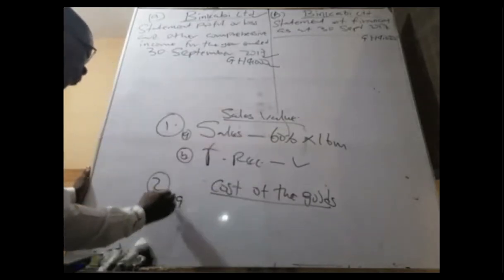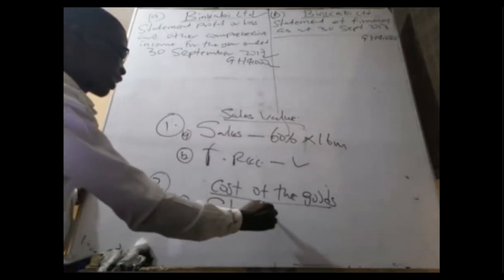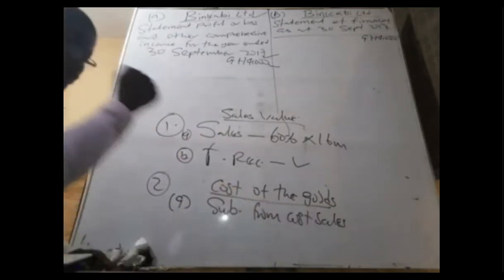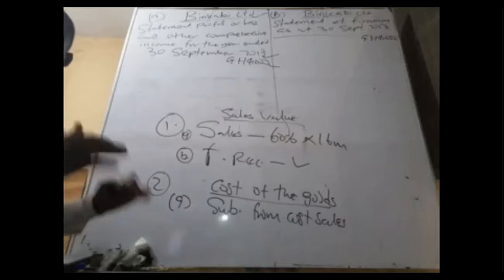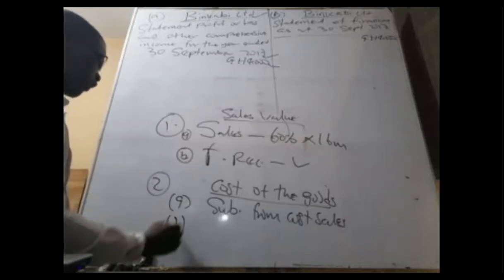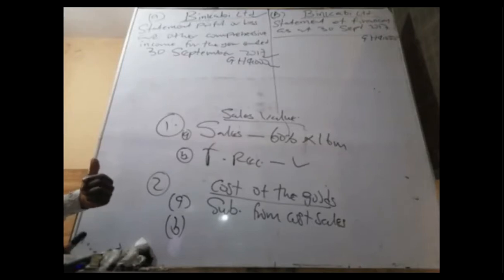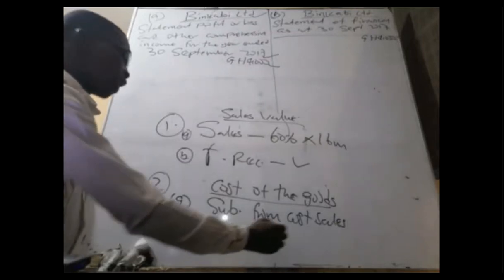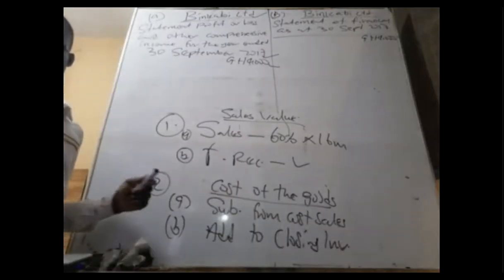How do you do that? A, subtract the cost from the cost of sales. Subtract from where? Cost of sales. Tell the examiner that the cost of sales should be reduced by this, because it's not a sale. This is not a sale, because the goods are still there. B, if this is not a sale, they have what? They have added these goods, in fact, among the sales, so we have to add it back to the cost of sales. So we add it back to the closing inventory. That is all. I'm done with the notes one.